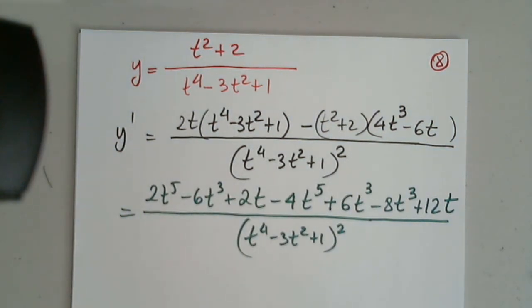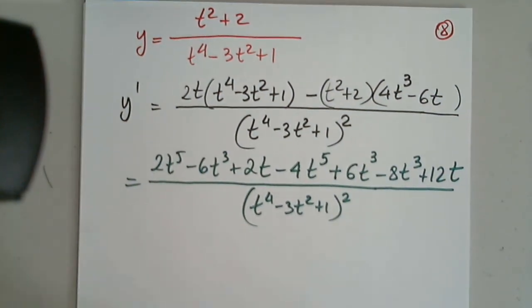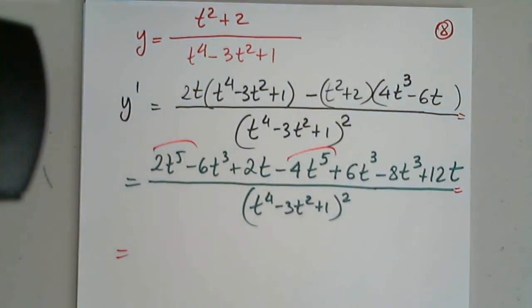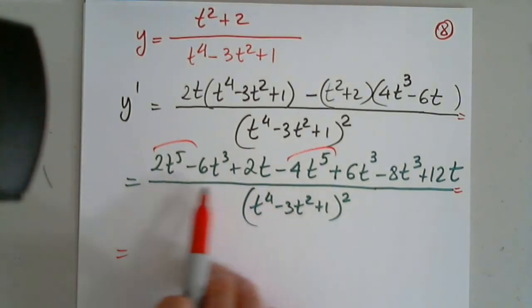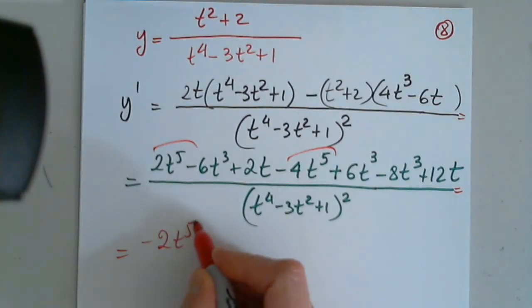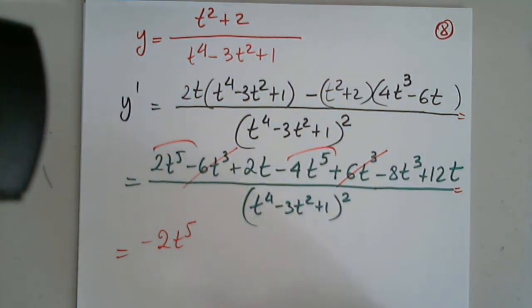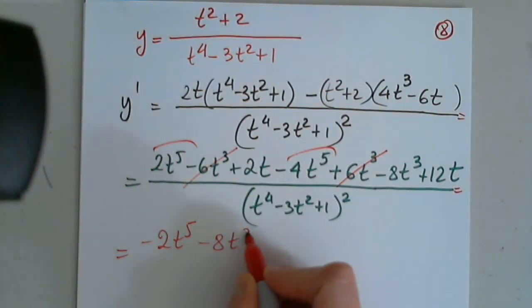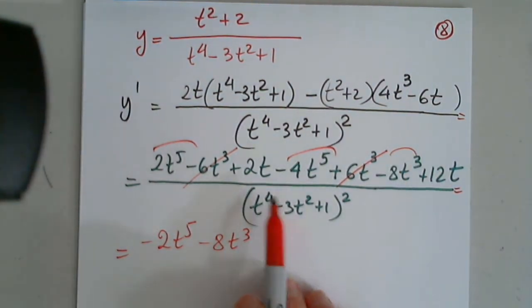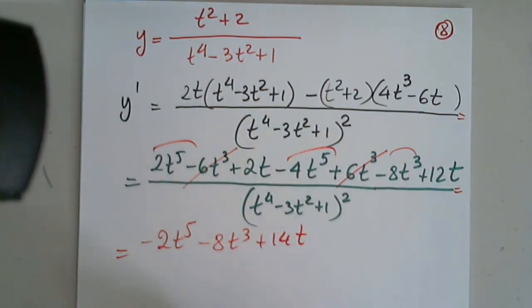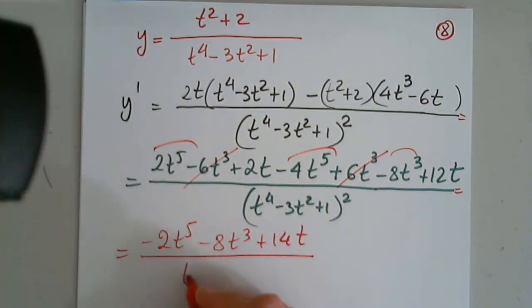Okay, awful, but we are getting somewhere. Equal symbol. We have to start with a degree, and the degree is 5. That's where our starting point is. So that is negative 2t to the 5th. Then at least we get rid of something. So minus 8t to the 3rd. So this is done. And 2t and 12t is 14t, divided by t to the 4th minus 3t squared plus 1, squared.